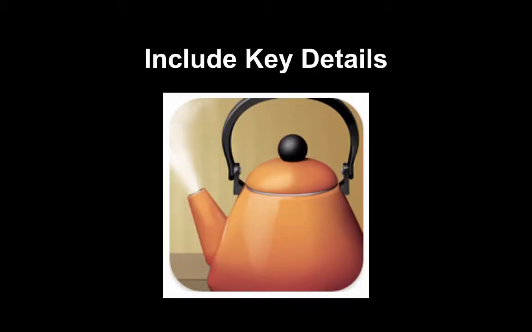So you want to include key details. In this app icon, the designer considered adding the detail of the smoke coming out of the kettle and added a sheen to the kettle to give it a more realistic look. So that's really great detail included.